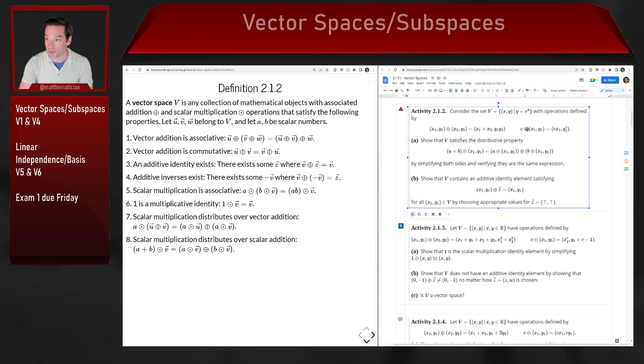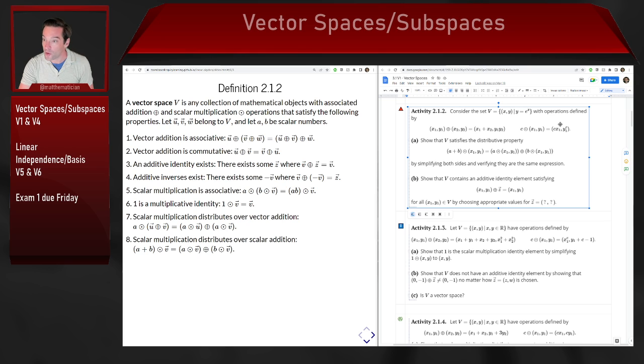Same thing with scalar multiplication. If I have a scalar and I multiply it by x1, y1, I'm actually going to multiply the scalar by the x component, but the y component I'm going to raise to the power of that scalar. So it's a very different kind of operation. Rather than just multiplying both components by the scalar in order to do the scalar multiplication, I multiply the first component, but I exponentiate the second one.